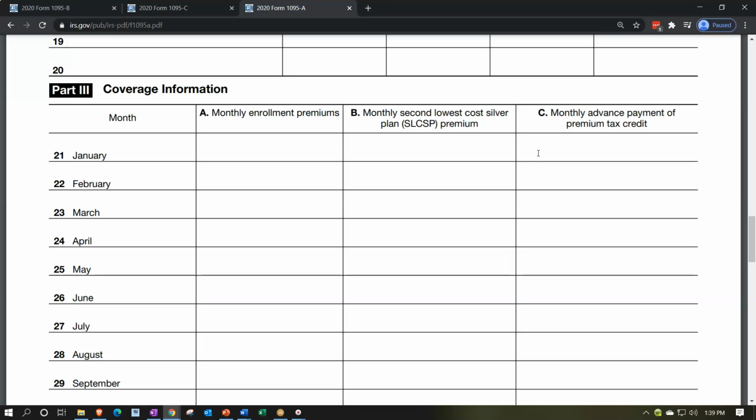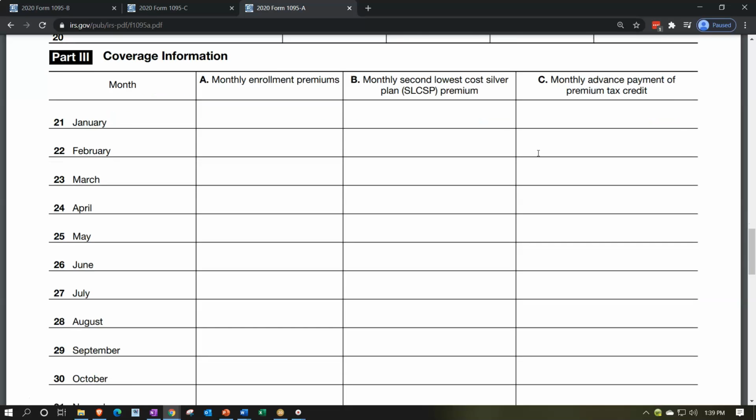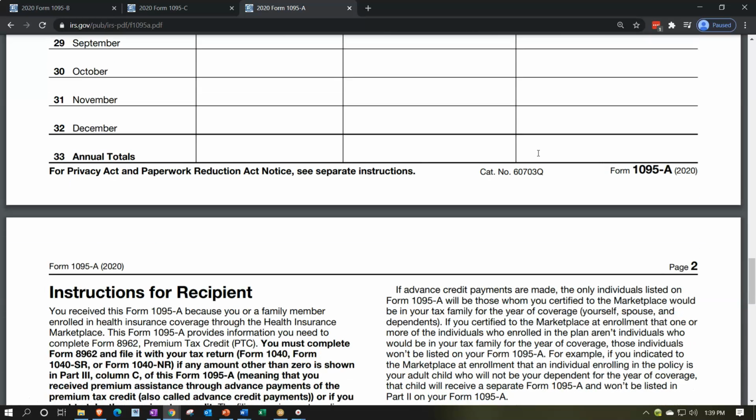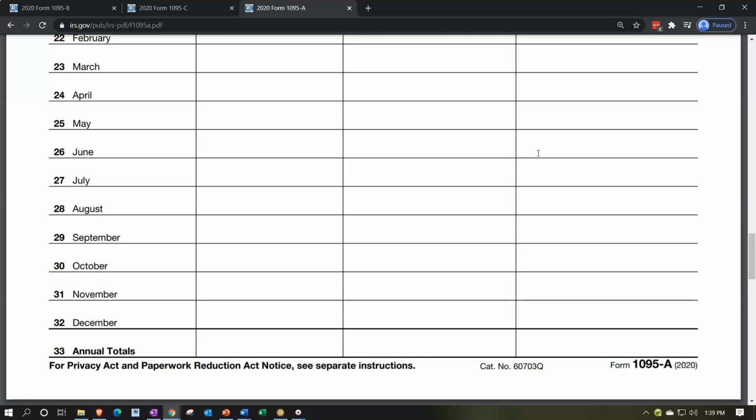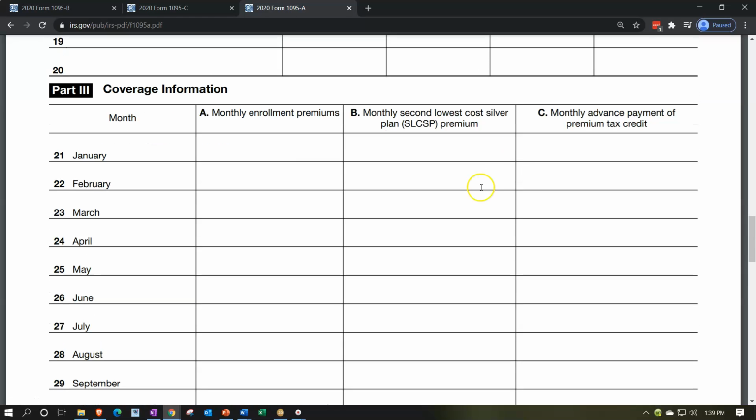So we need to give this information and then think about how much the credit actually is, and then compare those two things out, and that'll figure out whether or not any money is owed or returned at this point in time. So let's go back on over.